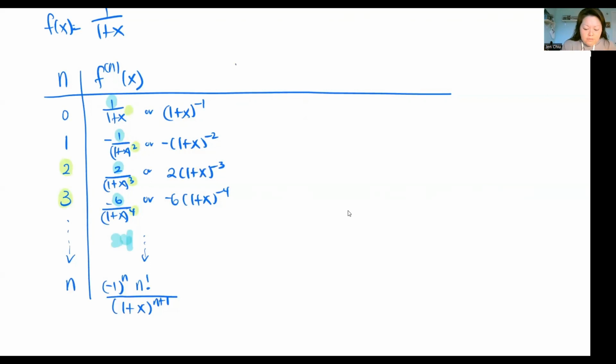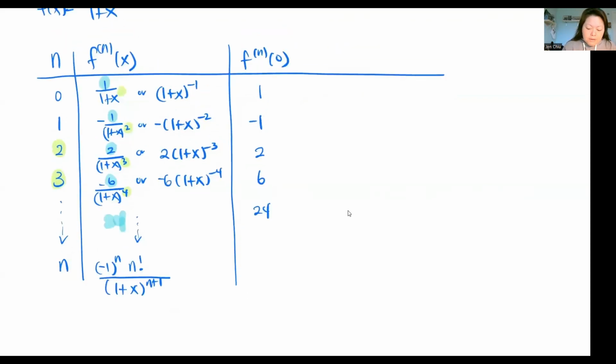All right. Next column, Maclaurin says plug in 0. Right. All right. So when I plug in 0, this one's actually pretty nice. I get 1. Plug in 0, I get negative 1, 2, 6, 24. So you realize that because you're plugging in 0, your denominator here, 1 plus x, is going to turn into 1. So that's gone.